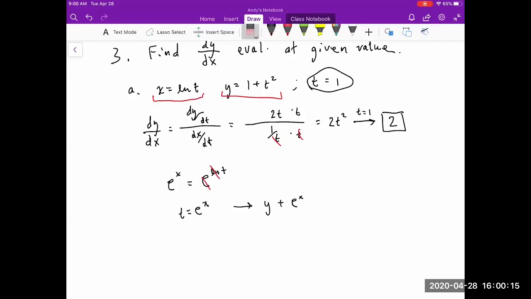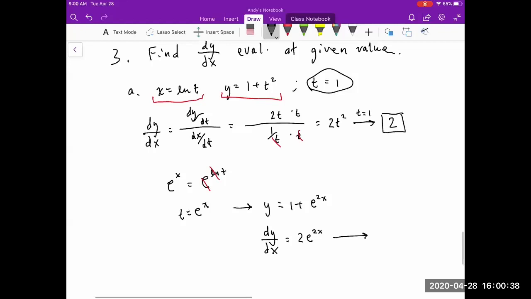I wrote that really weird, sorry. There we go. y is equal to 1 plus e to the x squared, which is e to the 2x. And if you find the derivative of this with respect to x, you just get 2e to the 2x, because derivative of 1 is 0, and derivative of e to the 2x is itself multiplied by 2 by chain rule. And now, well, we want t to be 1, but there's no t in this equation. There's an x, though.